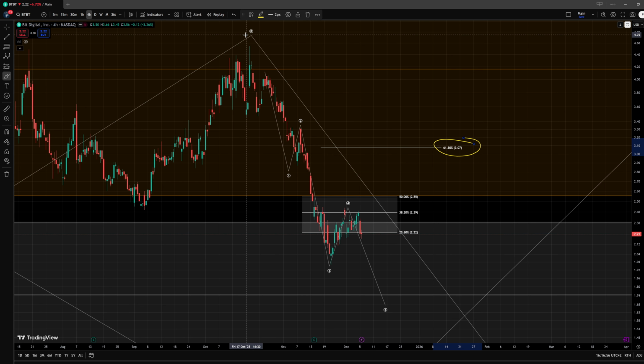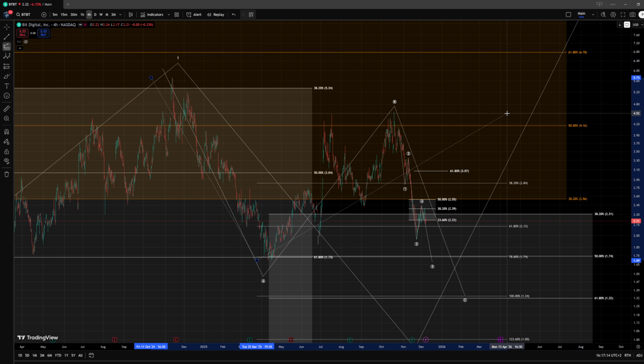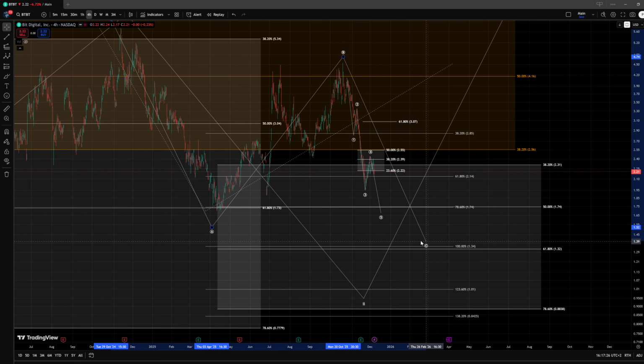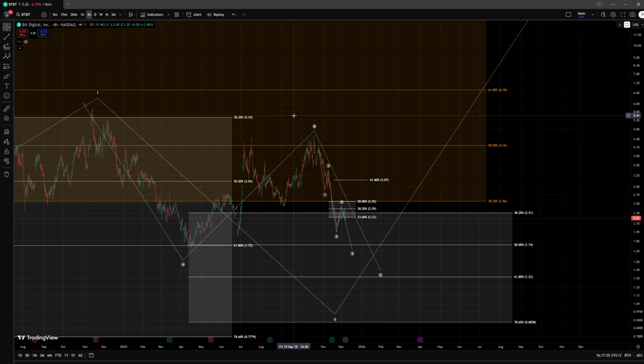I would still like to see this wave C extend lower, and if I were to be looking here for an ideal target, I would be looking at the 100% extension of the wave A, which is around the $1.3 level. Now again, within the wave C, we don't need to get there, and certainly we don't need to stop there. This is just the ideal target, a level the wave C is generally drawn towards. And this is pretty much it for this stock.